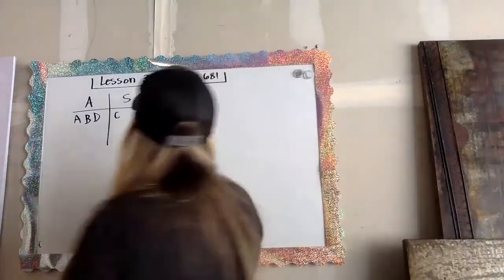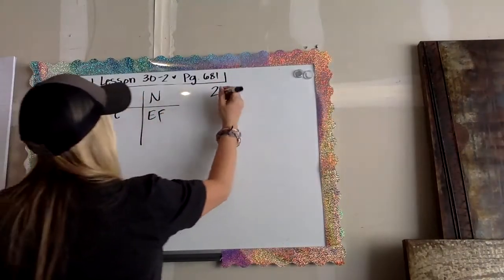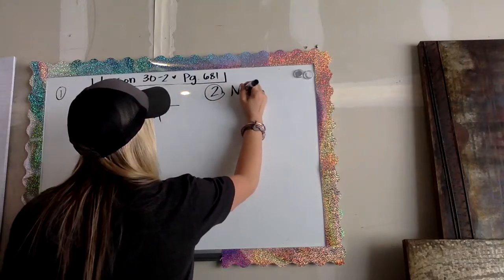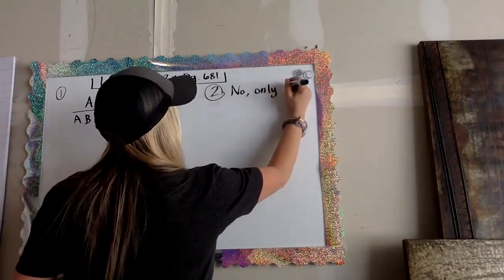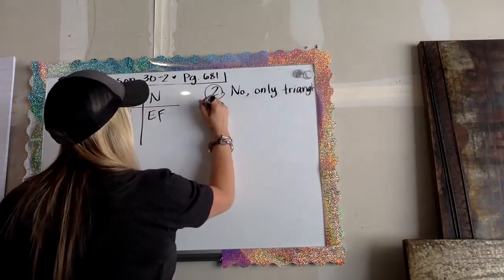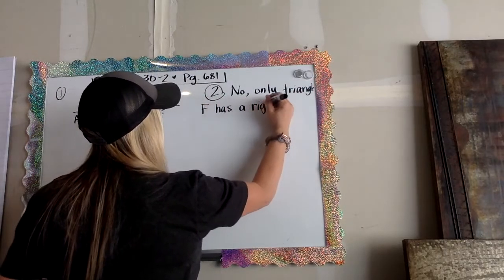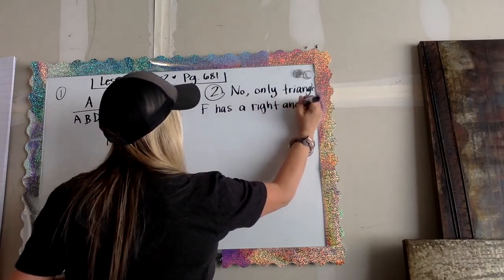So number 2, you would write, this is number 1, this is number 2. No. Only triangle F has a right angle.